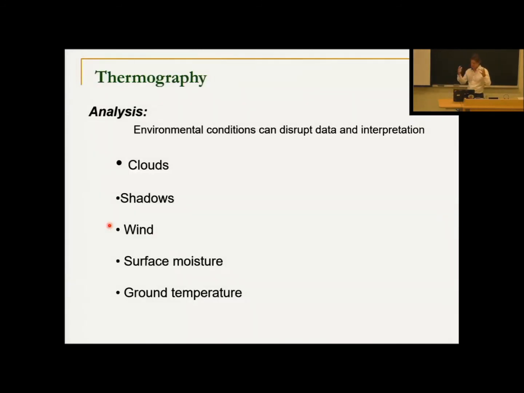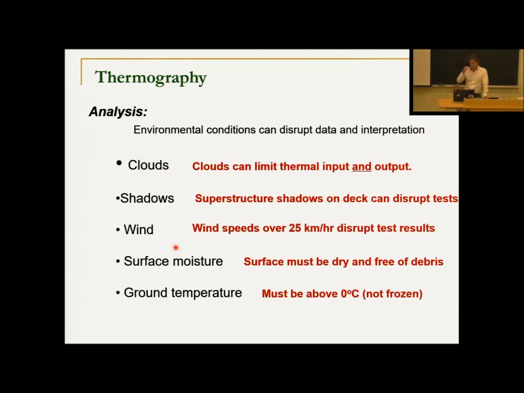Thermography, you have to analyze the data, but it's affected by lots of things. It's affected by the wind. If you have too much wind, you lose the thermal radiance. Shadows, clouds, surface moisture, ground temperature, all of these things can affect IR. So you're at the mercy of the weather and the conditions in a way. You can't necessarily carry out an IR investigation if the wind or the surface moisture doesn't allow you to do that. You're at the mercy of the weather.